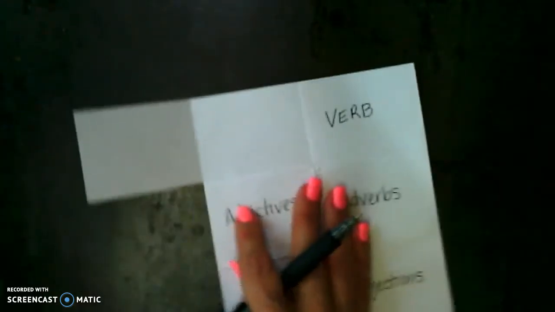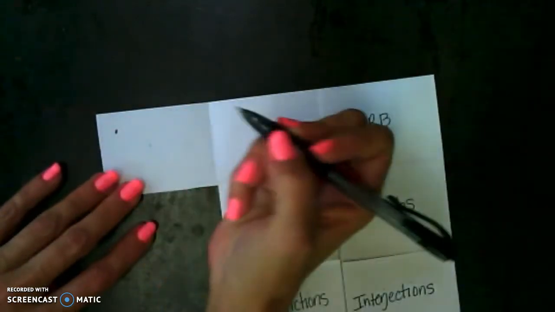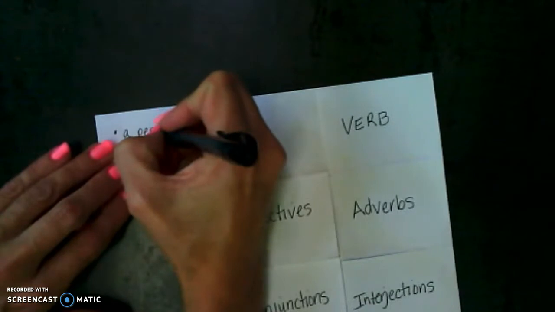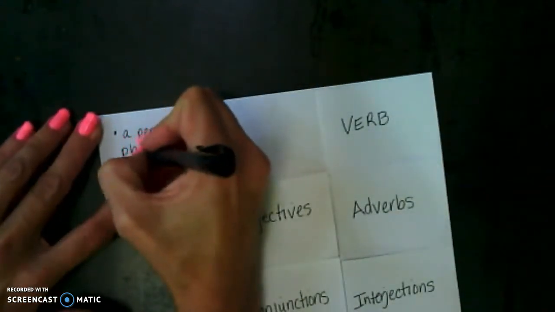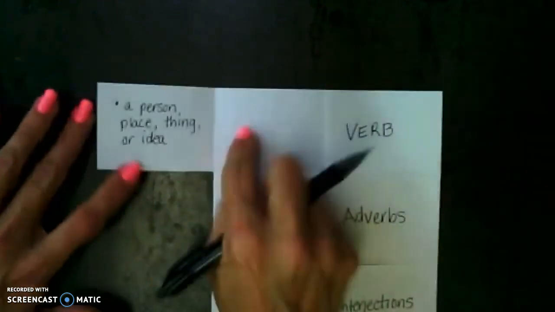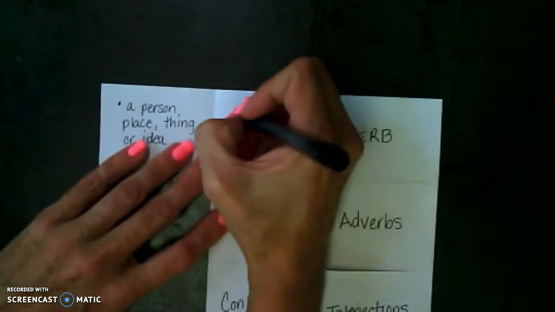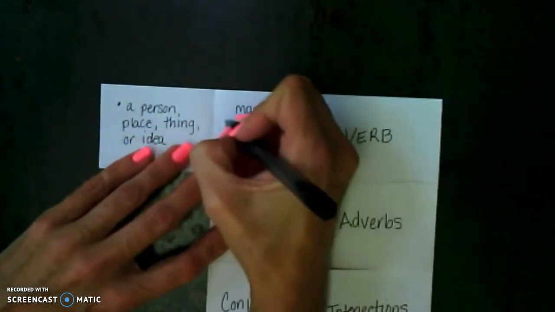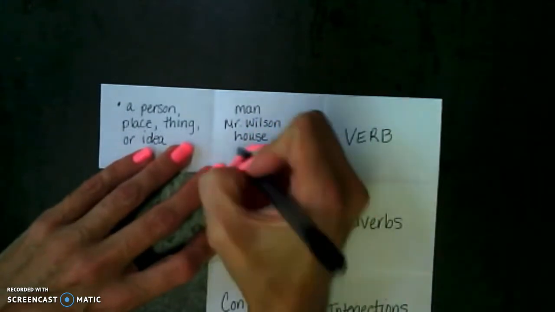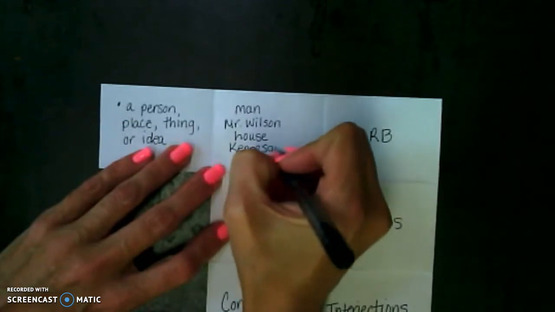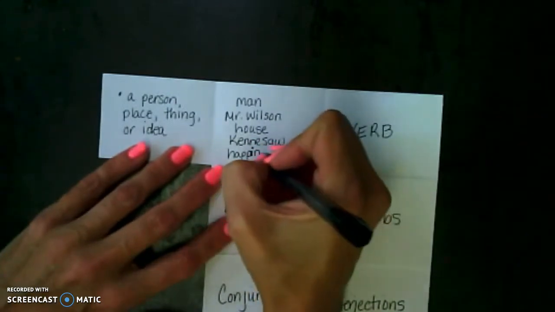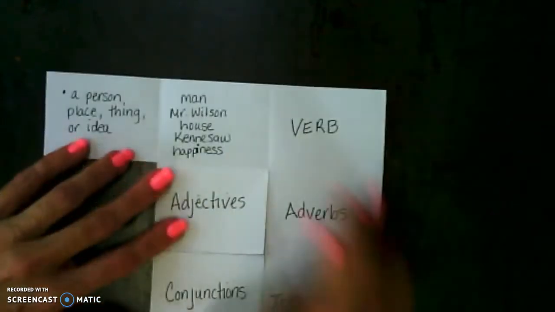that way, we are going to start with noun. We're going to open it up. On the left side of the tab, we're going to write the definition. The noun is a person, place, thing, or idea. And then on the flat side, we are going to give examples. So we have a man, we have Mr. Wilson, we have house, Kennesaw, and happiness, which is an idea. It's an I. Okay? So those are our examples for noun.